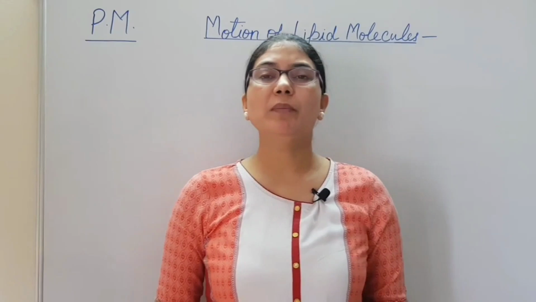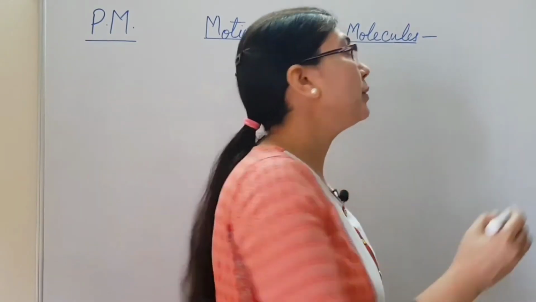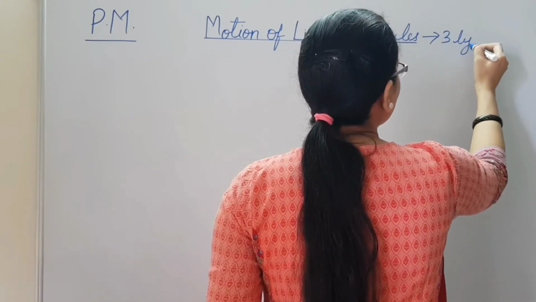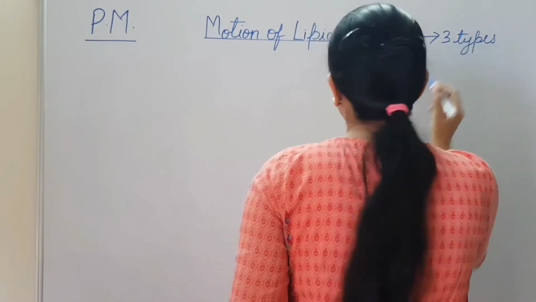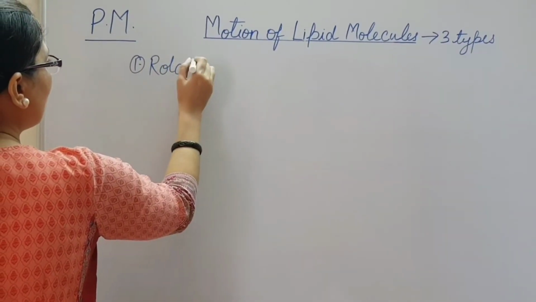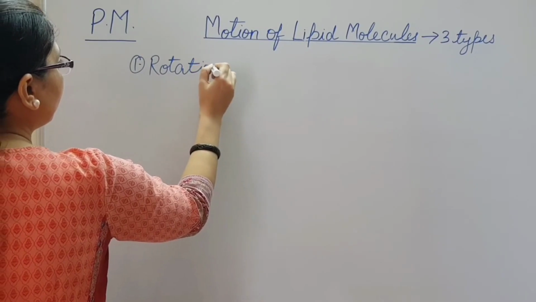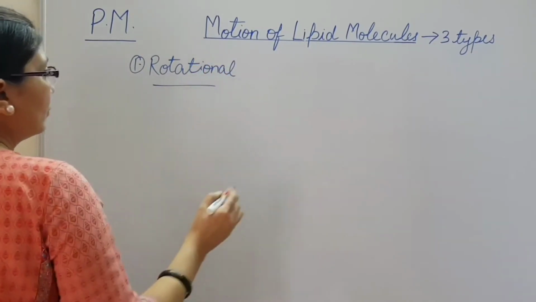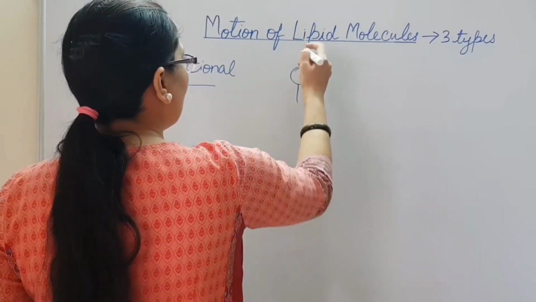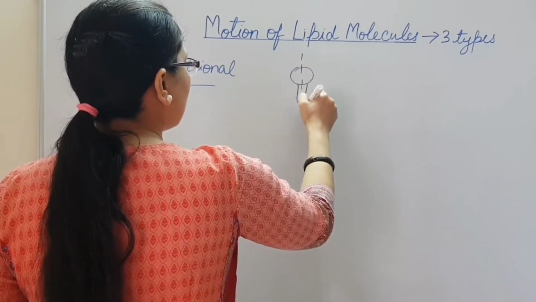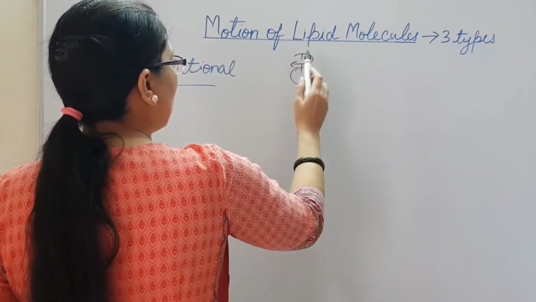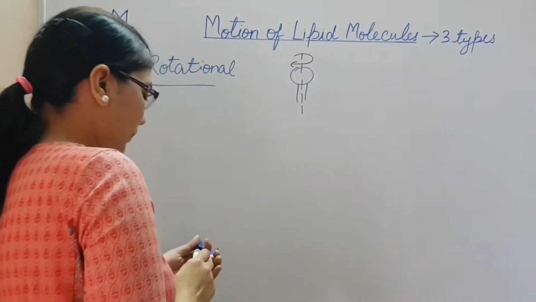Let us see how the lipid molecules move in the phospholipid bilayer. It shows three types of movement or motion. First is rotational motion. In this, the lipid molecules rotate along the long axis. This is a lipid molecule, this is its long axis, so it will rotate like this. This type of motion takes place.